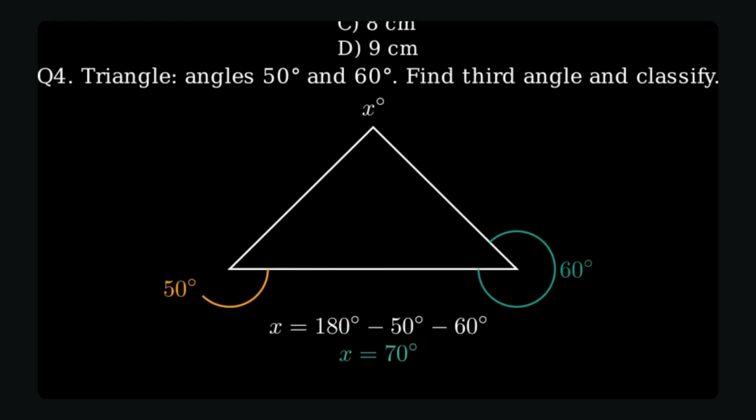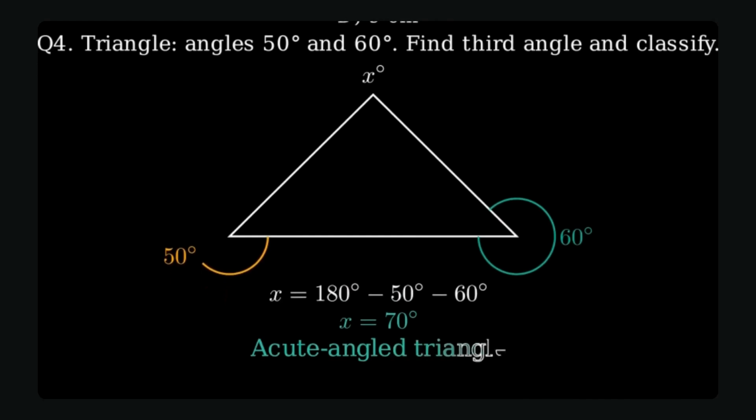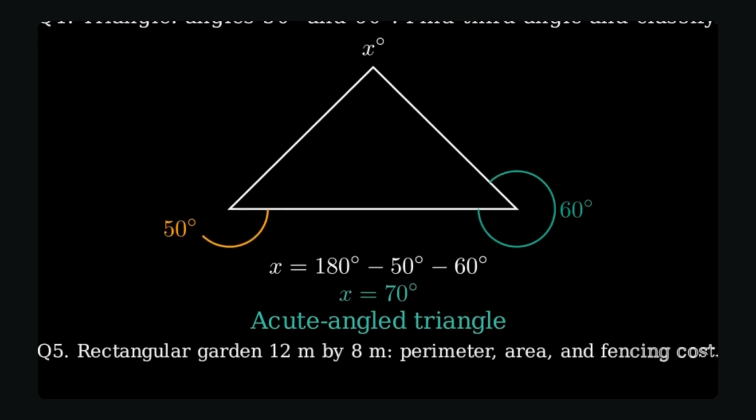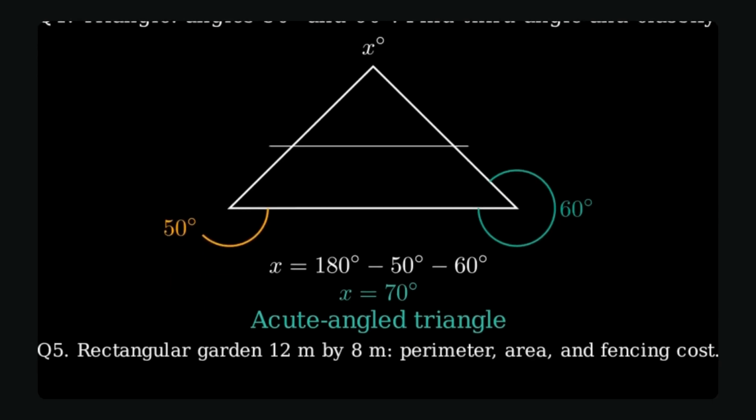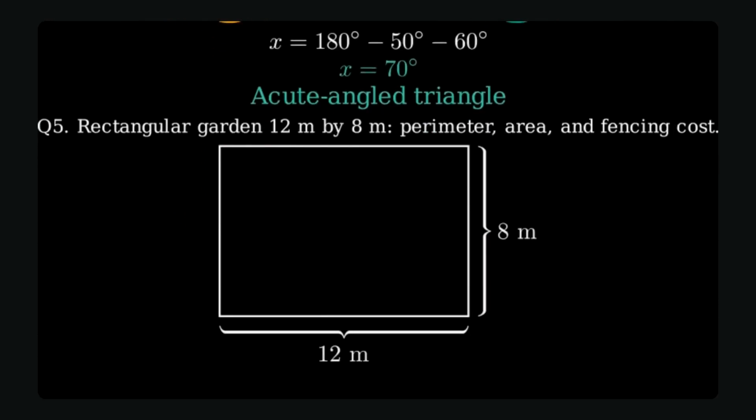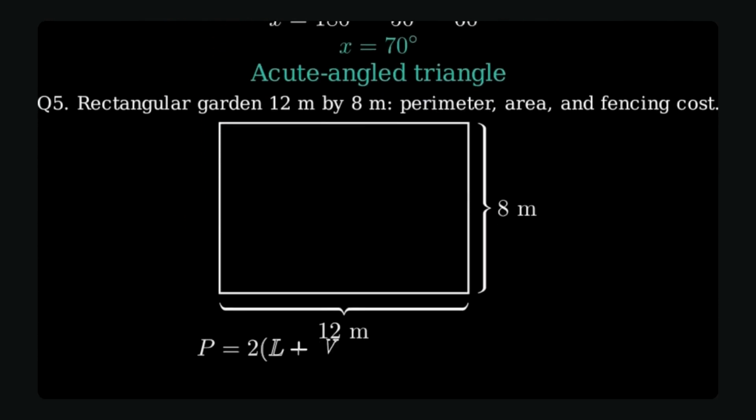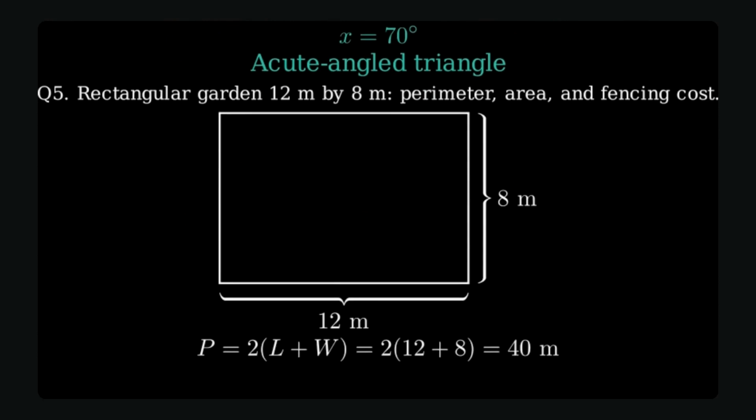All 3 angles are less than 90 degrees. So the triangle is an acute angled triangle. Question 5. A rectangular garden measures 12 meters by 8 meters. Perimeter is 2 times the length plus the width. So P equals 2 times (12 plus 8), which is 40 meters.